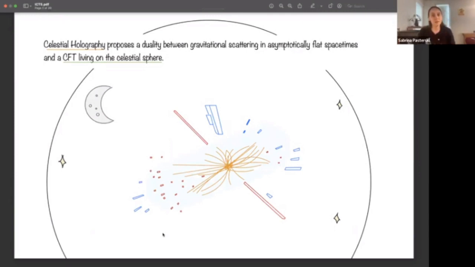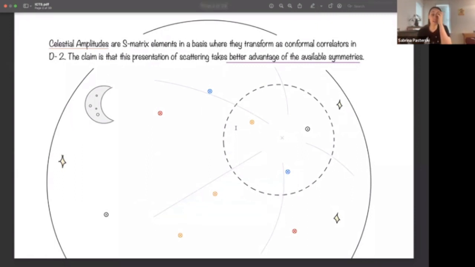Okay, so celestial holography and celestial amplitudes are two buzzwords, or terms of art, for this subfield that I want to make sure I define before I go into revisiting the flat space hologram. Celestial holography is this proposed duality between a gravitational scattering system in asymptotically flat spacetimes and some CFT living on the celestial sphere. And when I refer to celestial amplitudes, it's at first more of a kinematic statement: I'm taking my S matrix elements and transforming them to a basis where, under the Lorentz group, they transform as conformal correlators.